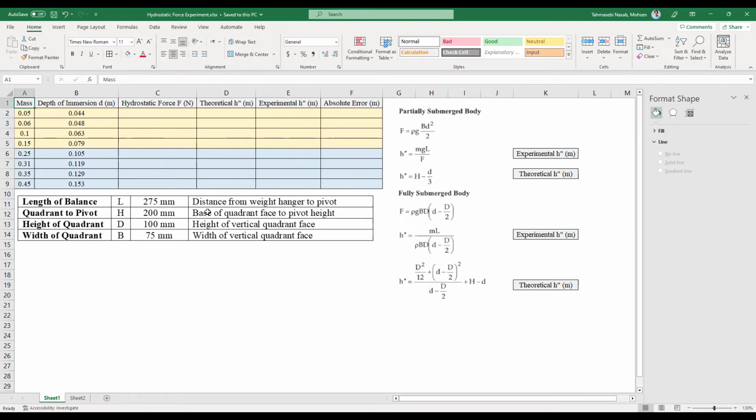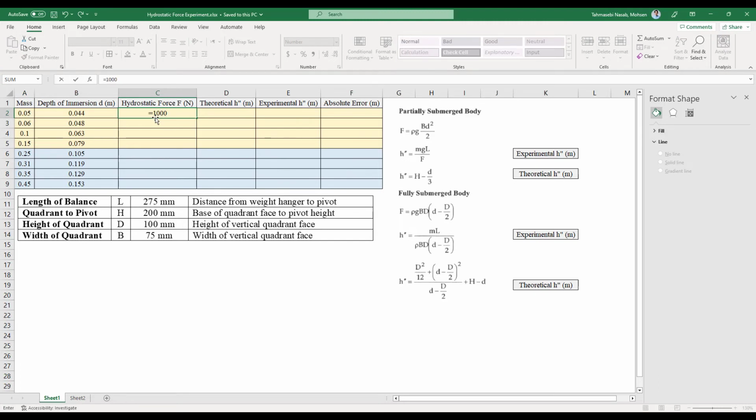And this table gives you the information that you need to put in this equation, and we measured this during the lab to be able to calculate all the variables over here. All right, so I'm going to start with force, and because this is partially submerged, I'm going to use this equation for force. Notice that these numbers over here are in millimeters, so when I'm writing them in the cell, I need to convert that to meters as well.